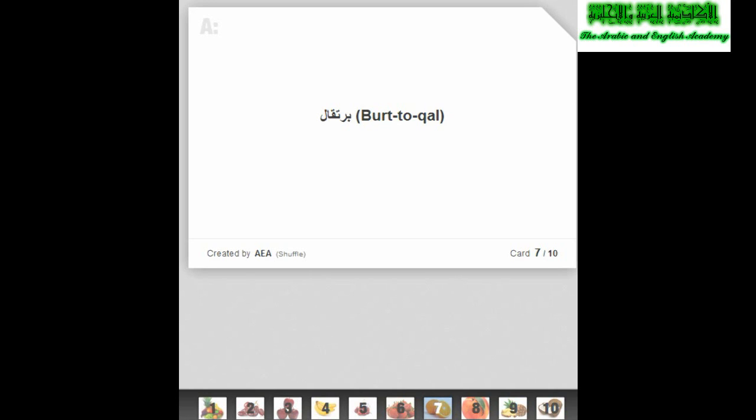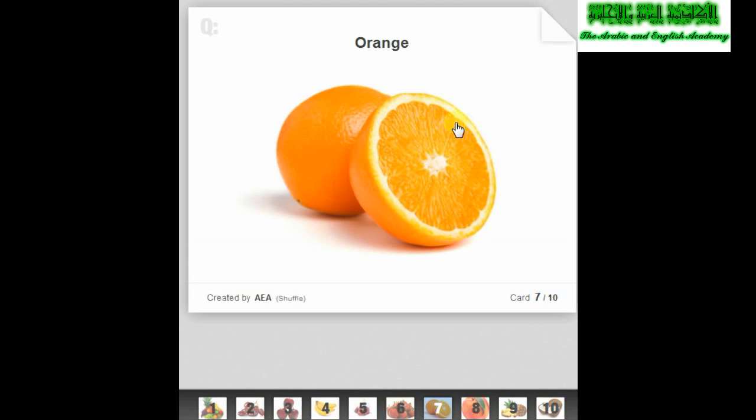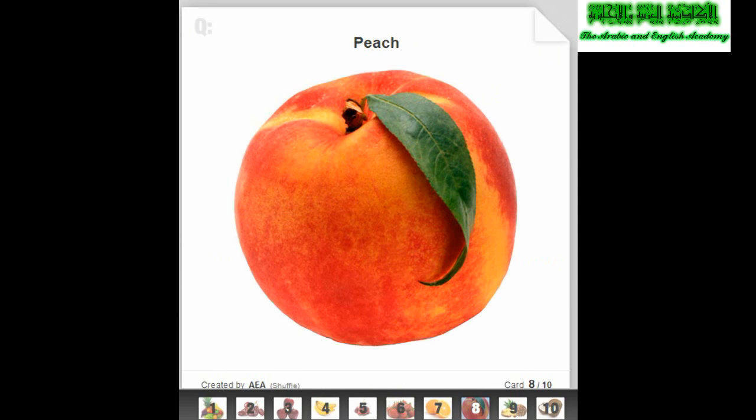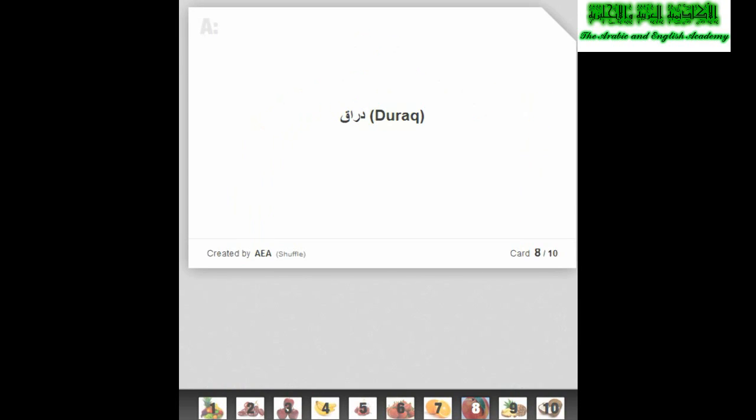Okay, the next word is orange, and orange in Arabic is برتقال. برتقال. Orange.